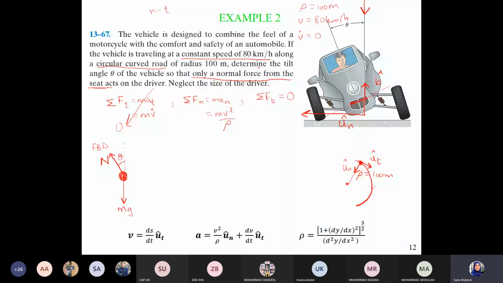So the question is telling us that we have to consider the case when there's only a normal force from the seat on the driver. That means the person sitting on the seat, this is my particle, and the force the seat applies on him is just the normal force. No friction between the person and the seat. So this is my actual free body diagram for this particular problem. But once we've solved this problem, then I'll come back to consider the case of friction.